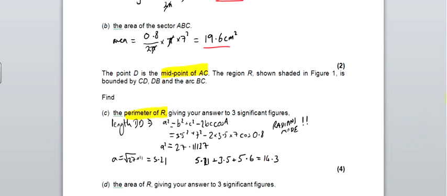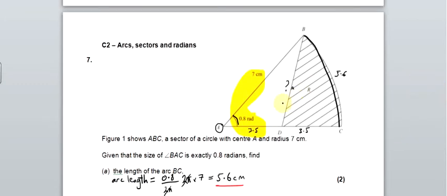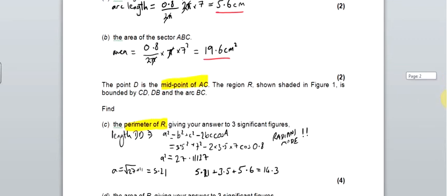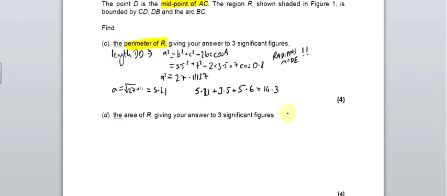So let's just run through that. We've got our 5.21, which is the one we've just worked out using the cosine rule. We've got our 5.6 and our 3.5, and that's our perimeter. Be careful here, we've got three significant figures, well, we've done that, and units. And it's not squares, it's perimeter, it's just plain old centimetres.